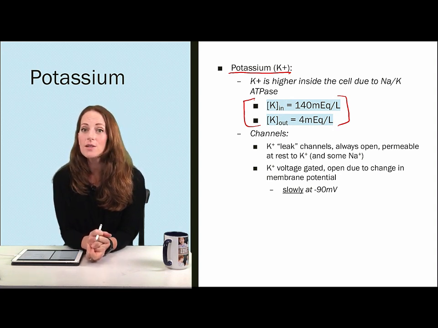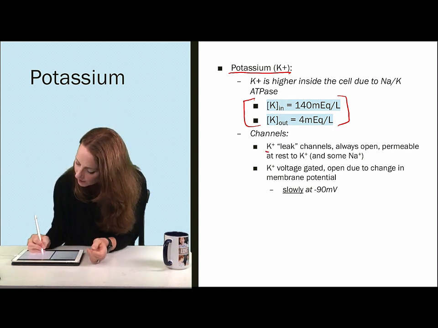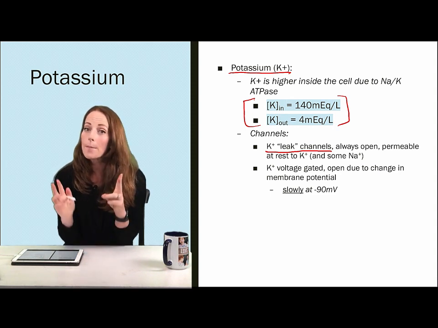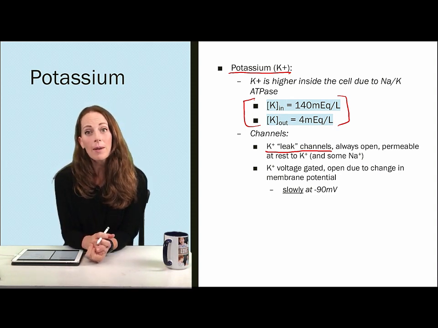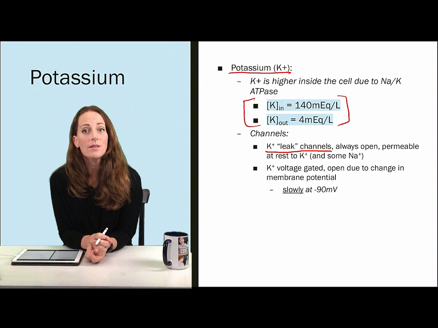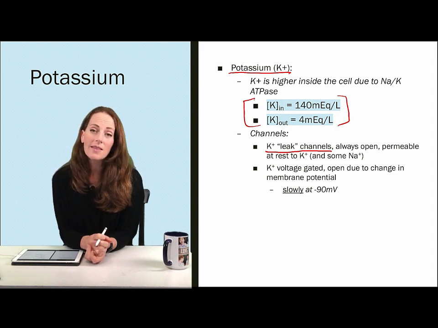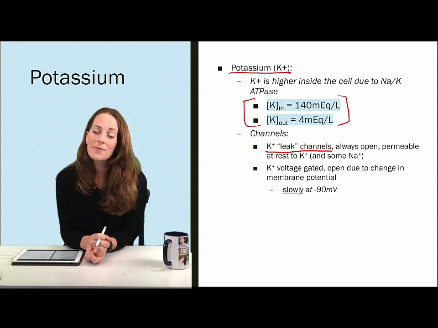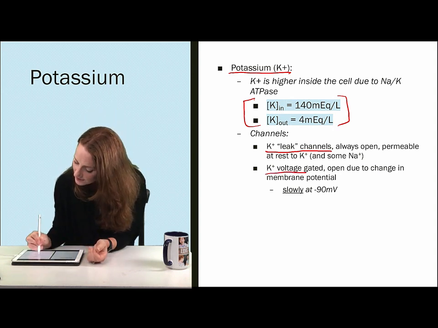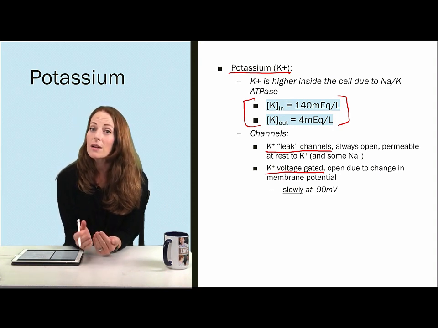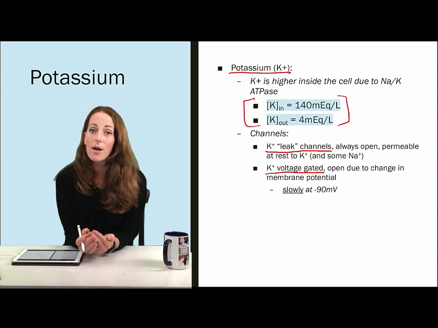So the channels related to the action potential are, there are potassium leak channels. These channels are always open and they're permeable at rest, primarily to potassium, but also to a little bit of sodium. They're about 100 times more permeable to potassium than to sodium. That's why we call them the potassium leak channels. We also have voltage-gated potassium channels. Voltage-gated potassium channels are only going to open when the membrane potential increases or depolarizes from rest.